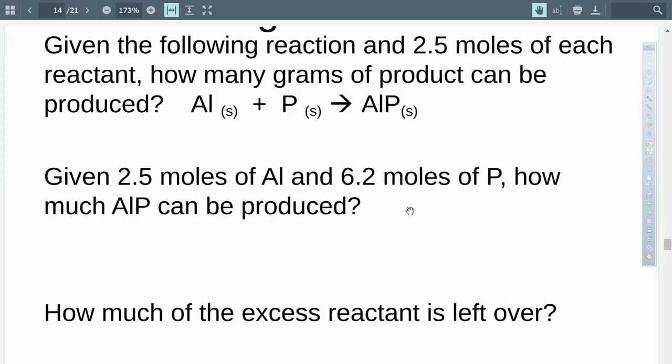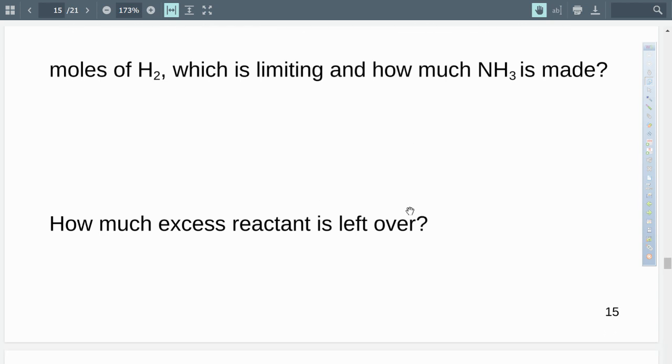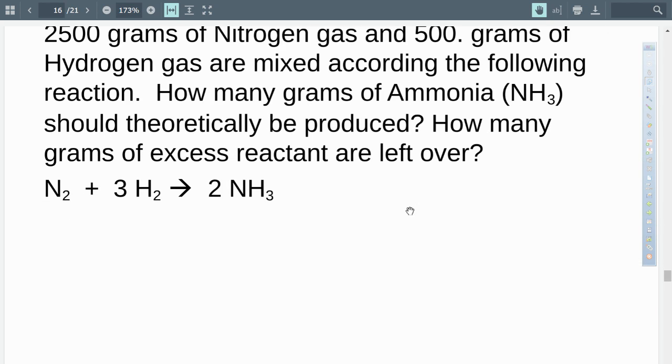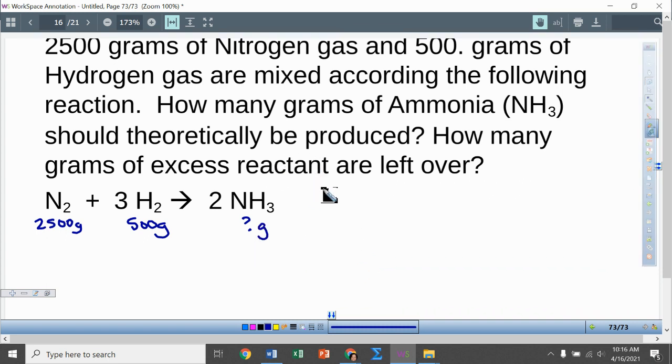All right, let's end this with one other here. Let's actually do one where we start with grams. So let's take a look. I have 2,500 grams of nitrogen, 500 grams of hydrogen, and we want to know how many grams of ammonia, okay, that we should theoretically produce. And how many grams of the excess reactant are left over. All right, before you start anything, just get it to moles. Just silly to do anything without getting that first to moles.